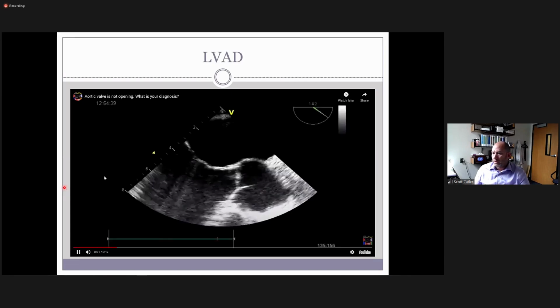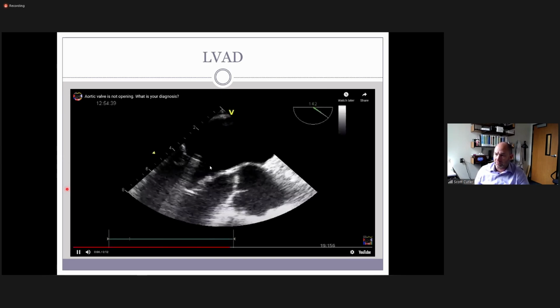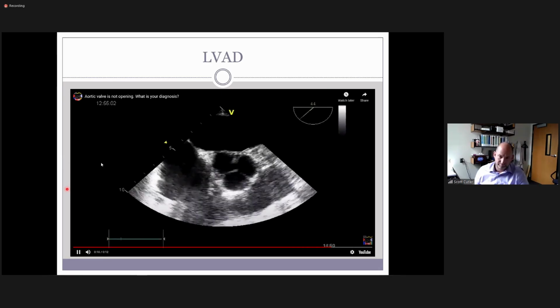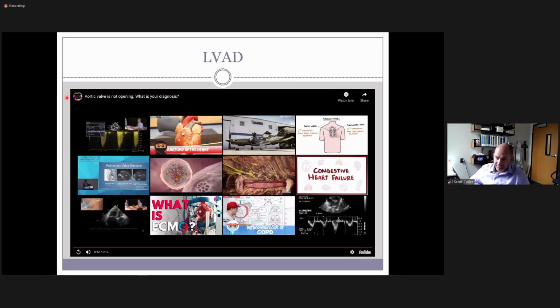So all this is showing you, this is a transesophageal perspective. Long axis is the mitral valve here, and then we've got the aortic valve is just not opening. That's all that's showing. Oh, that was the whole clip anyway, so we're good.